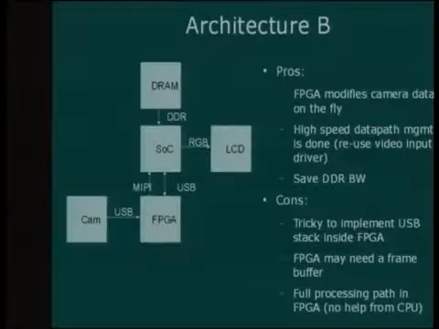So one way to get around this is, okay, let's not attach the camera to the SoC. Let's attach the camera to the FPGA. This saves us a round trip out of memory, right? So now the FPGA is masquerading to the SoC like an HID device. The FPGA will take the image data, pre-process it, flood it into the SoC, and then we can write it to DRAM, go to the LCD, and so forth. This saves a lot on DDR memory bandwidth.